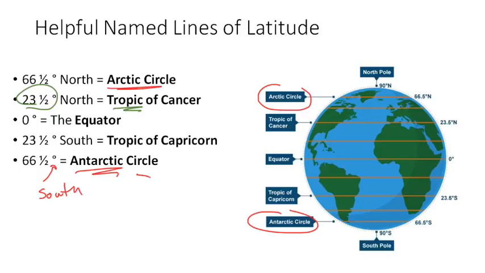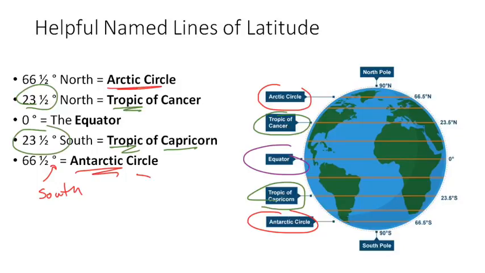The Tropic of Cancer is 23.5 degrees north latitude, and the Tropic of Capricorn is 23.5 degrees south latitude. So you're going to want to know those, maybe for a test. And of course, 0 latitude is, dun dun dun, the equator.